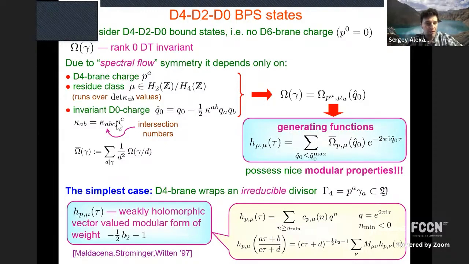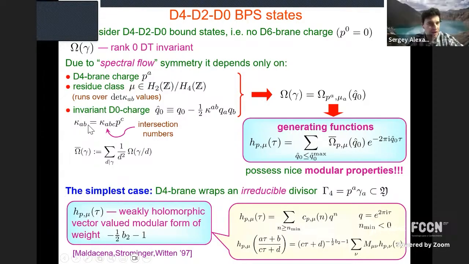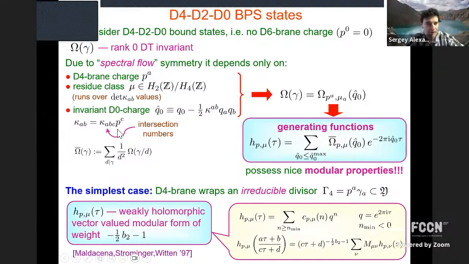But for example, let's consider the one-dimensional case. This is the most simple one, and this is what I will consider in the following, namely when b2 is equal to 1, so one Kähler modulus. Then this quadratic form is just a number: kappa times p, the D4 brane charge. So you can get determinant equal to 1, but for this you need to take a Calabi-Yau with intersection number equal to 1, and D4 brane charge also equal to 1. So it's a very special case.